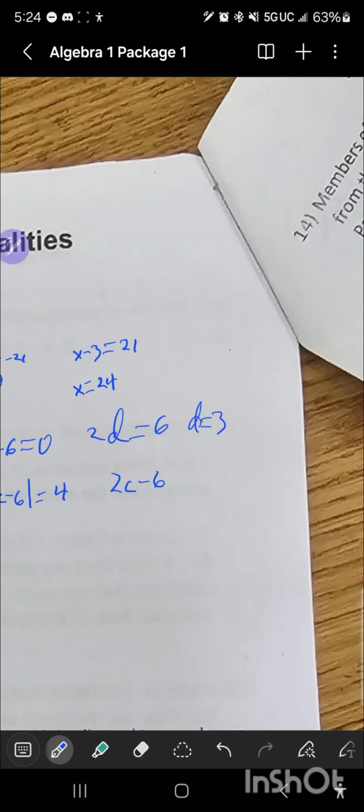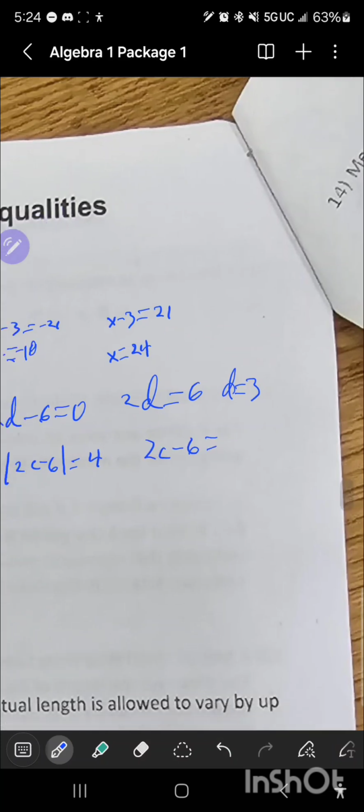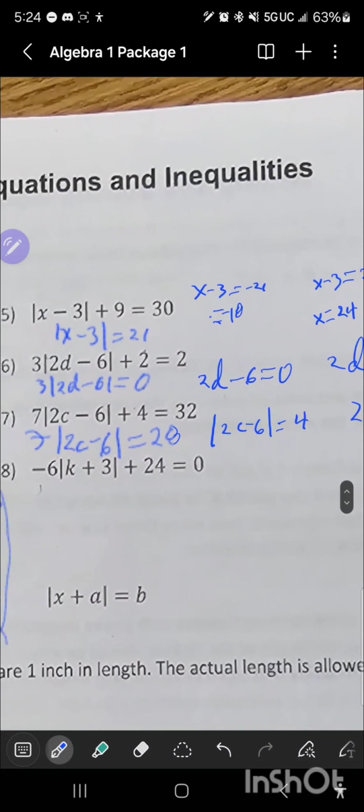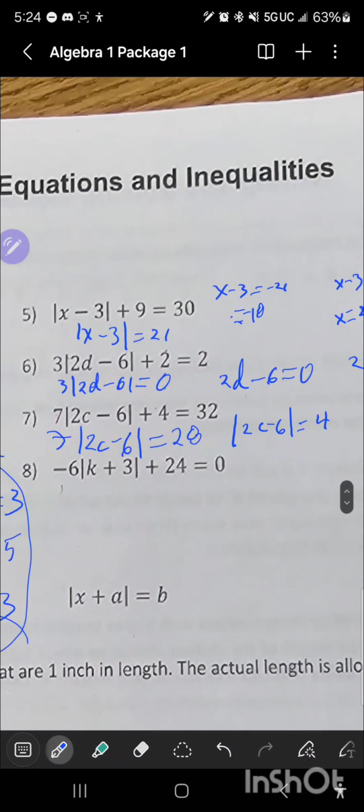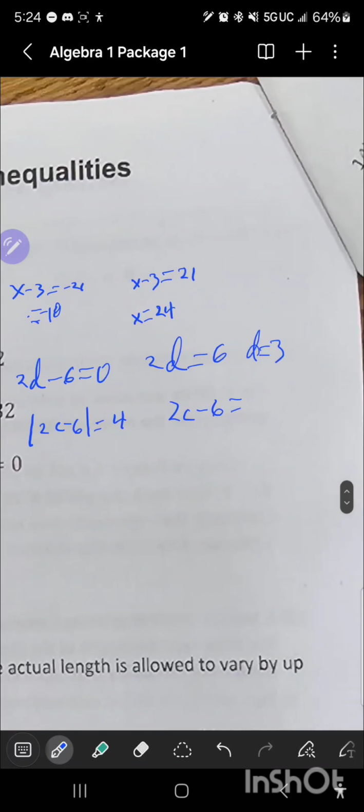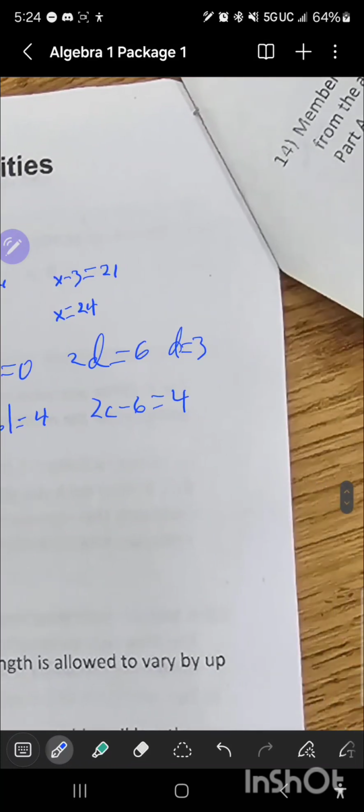2c minus 6 equals 4, and 2c minus 6 equals negative 4. Now we need to solve for these. We add 6 to both sides, so we have that 2c equals 10. Then we have that c equals 5.